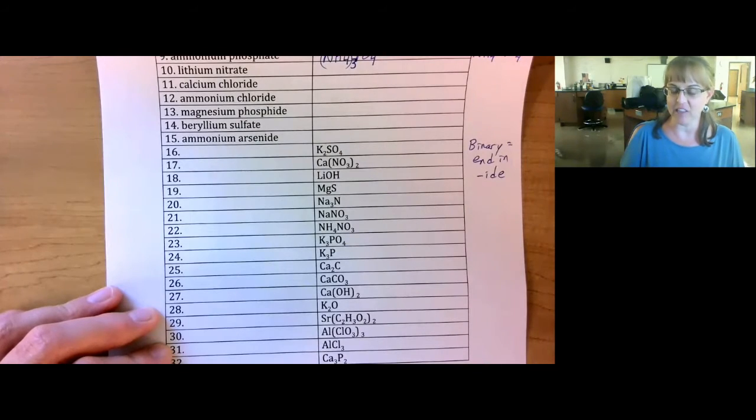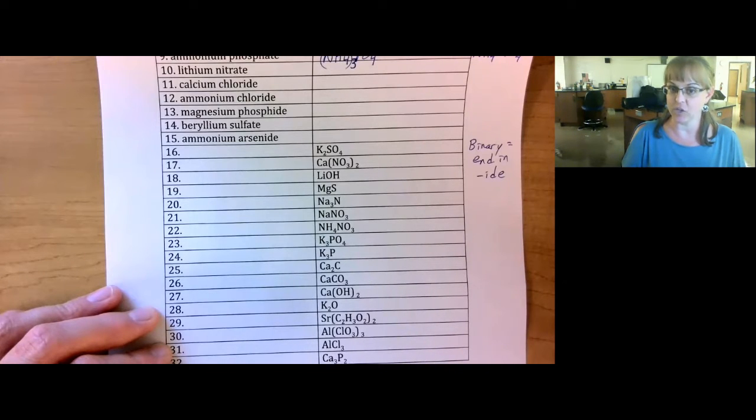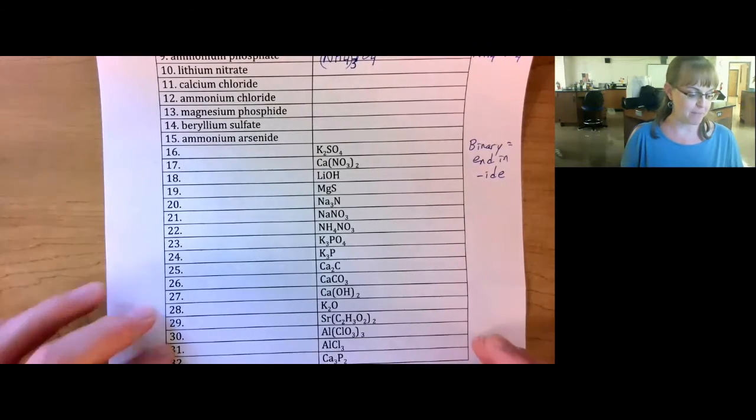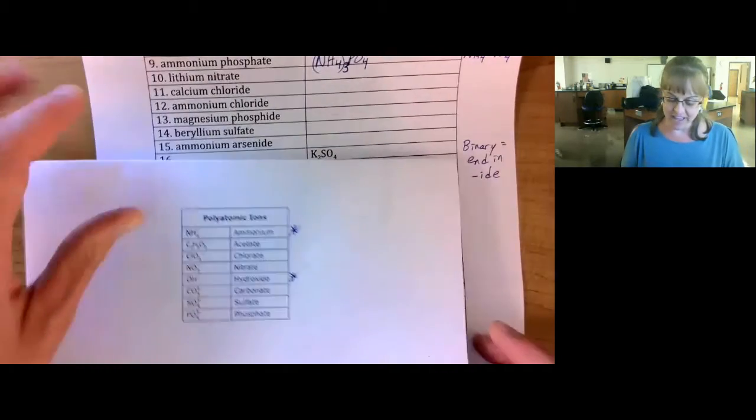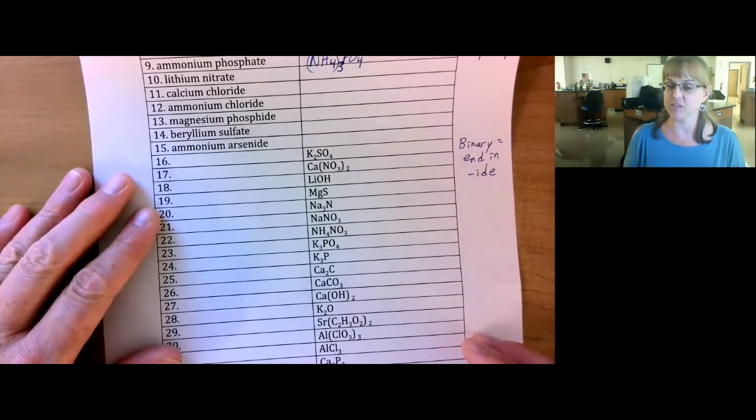Let's jump ahead and look at naming. You also have to be careful with naming because if it's a binary compound, it will always end in "ide." Binary means there are only 2 elements. That means there are only 2 capital letters. If you have a ternary compound, it will either end in "ate" or the second word will be hydroxide. A ternary compound has 3 or more elements, so there are 3 or more capital letters.